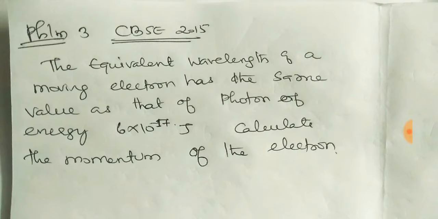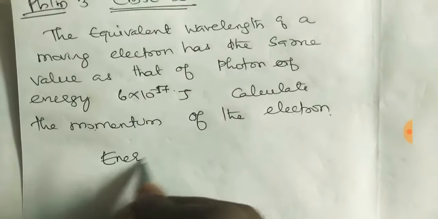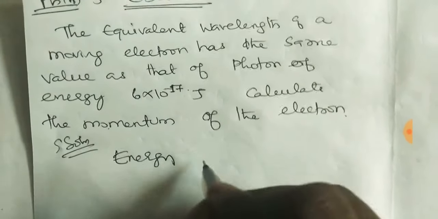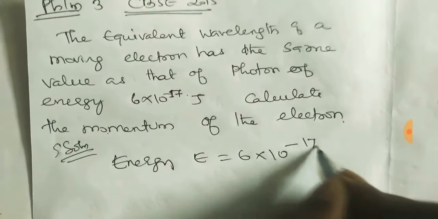Have you noticed, children? In this sum, the energy value is given in terms of joules. Then no need to convert, already it is given in joules. Okay, we can take the value directly from the sum. What is given? Energy E is given. Solution: energy E equal to 6 into 10 power minus 17 joule.